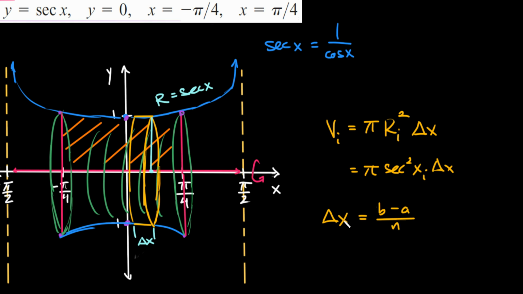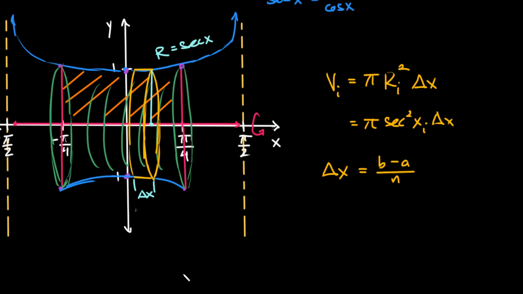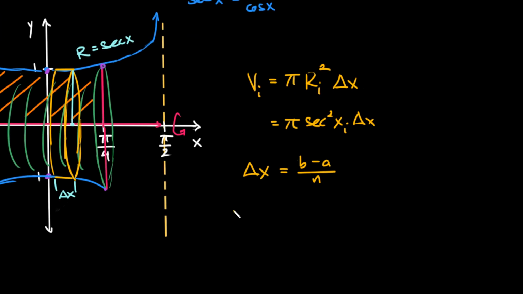And so what we're going to do to find the total volume of this region is sum up all the volumes, v sub i's, from the first disk to the nth disk, let's say, right? But we want to shrink those down. And so what we're really going to do is take the limit as n goes to infinity here.